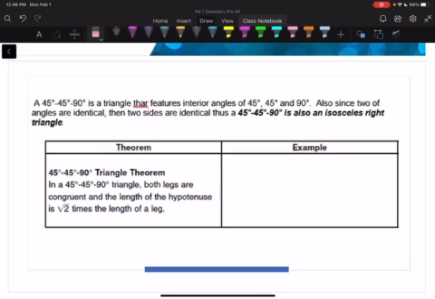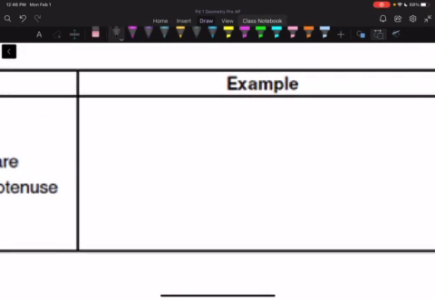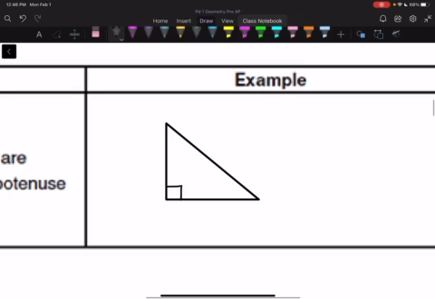So there is a 45, 45, 90 triangle theorem, and it says both the legs are congruent and the length of the hypotenuse is the square root of 2 times the length of a leg. So what does that look like? Well, I have a right triangle here. The legs are the same, so we'll call those x. And then the length of the hypotenuse is the length of your leg times the square root of 2. That's it.